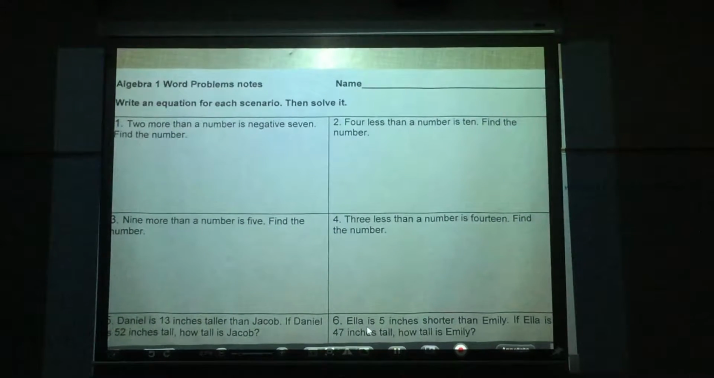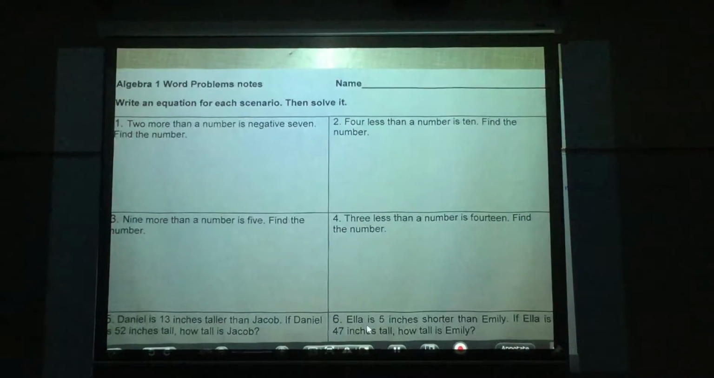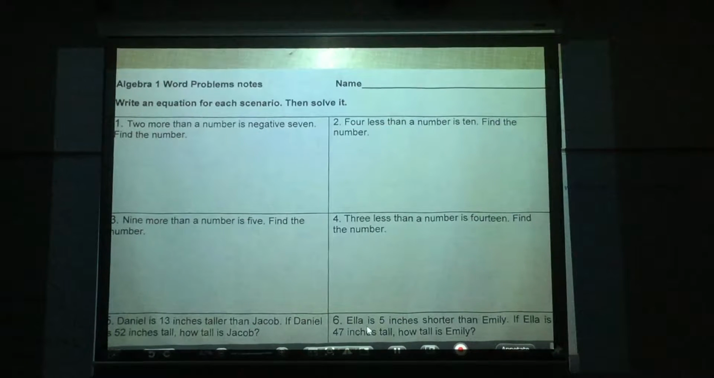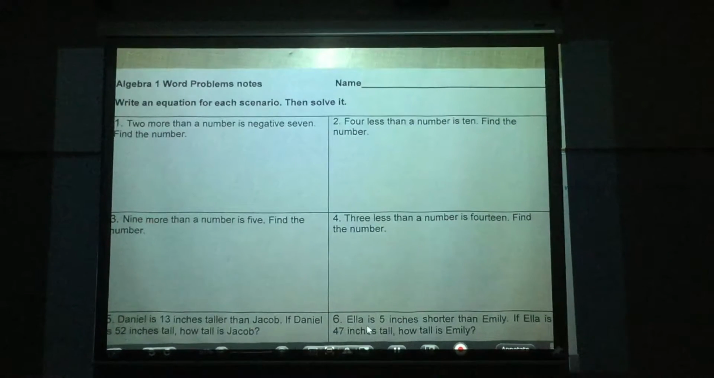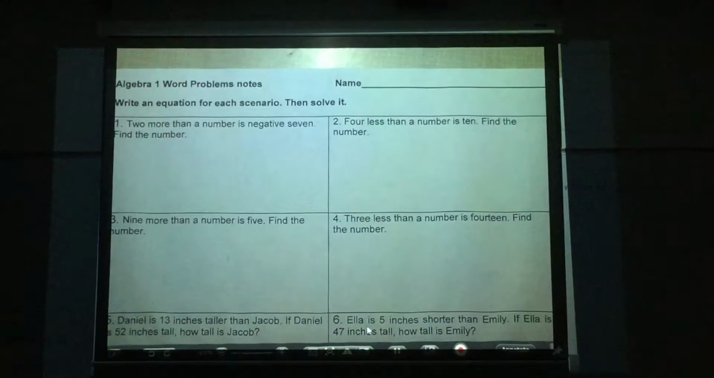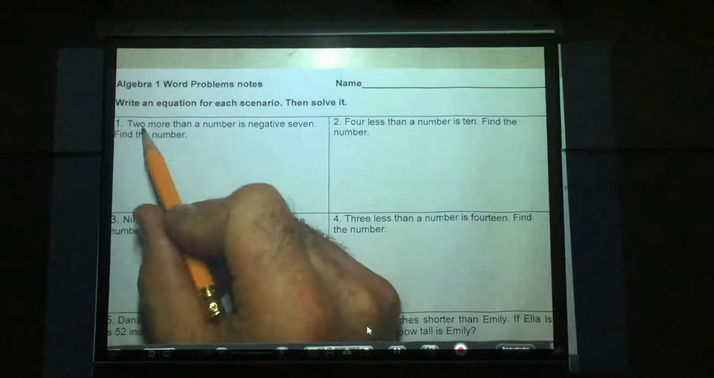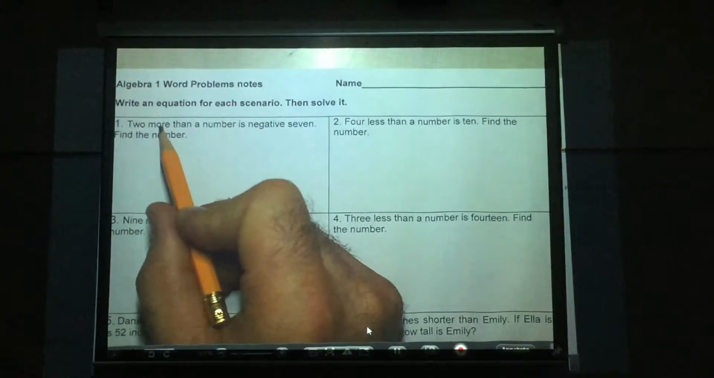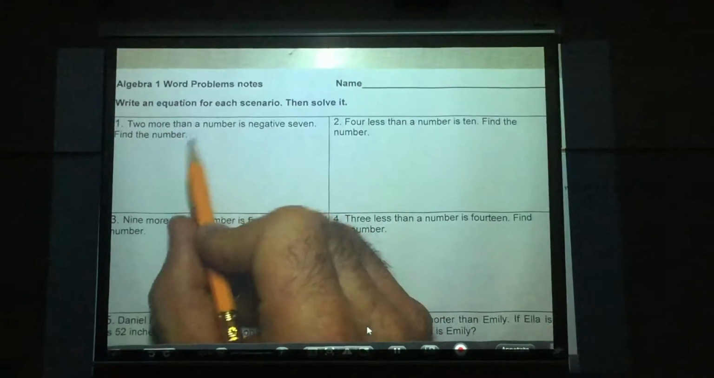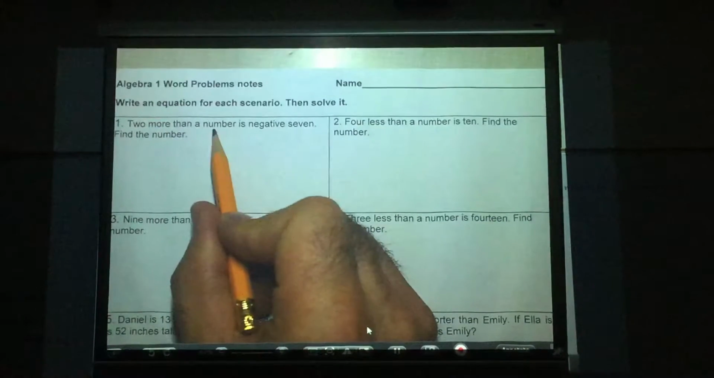Now 1, 2, 3, and 4 are all translation problems. A translation problem is pretty much you read the words and then you translate it to math symbols so that you can solve. So for the first one, it says 2 more than a number is -7. Now, we have to find that number. The first part says 2 more than. That means we're going to add 2 to something. What are we going to add 2 to? We're going to add it to a number.